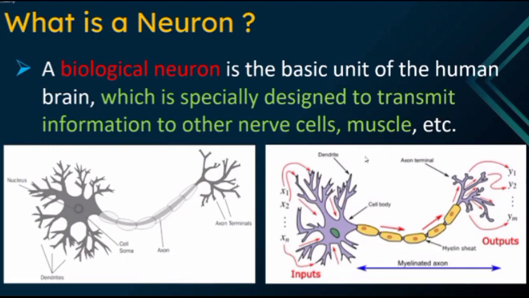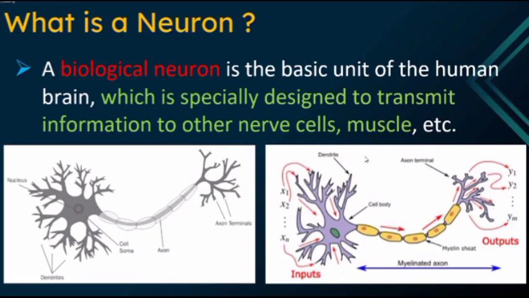A biological neuron is the basic unit of a human brain. Not only the human brain, you already know the neuron can be found in several places as well. So the biological neuron is the basic unit of a human brain, which is specially designed to transmit information to other nerve cells. For example, if you are given information like 2, 2, to process that, you have to pass it through several nerves until it gets processed: nerve, cell, and muscle, etc.